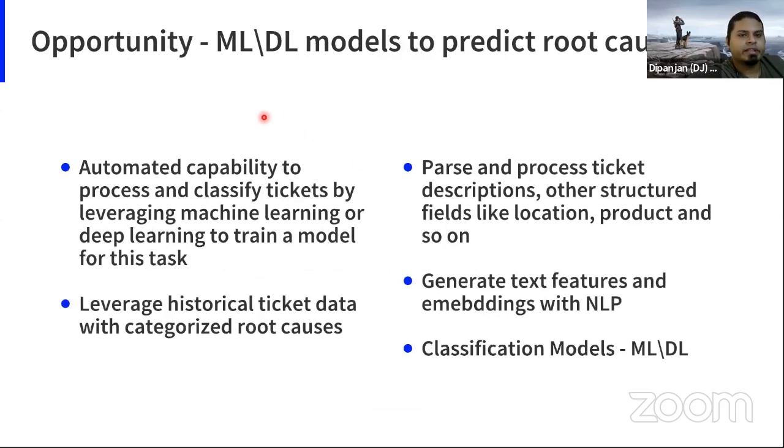So this is where we can leverage natural language processing by looking at the historical ticket data. Again, remember, this is already labeled data. So we will look at the historical ticket data with already categorized root causes or the priority of the ticket. And how do we do this? We parse and process the ticket description. We can look at other structured fields also, like the location, the product, and so on. We generate the text features like we talked about, the bag of words or the embedding, and so forth. And then we build some classification models on top of that.